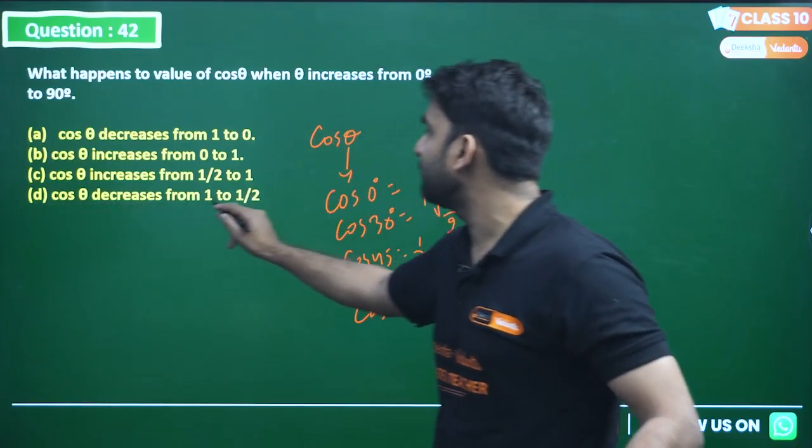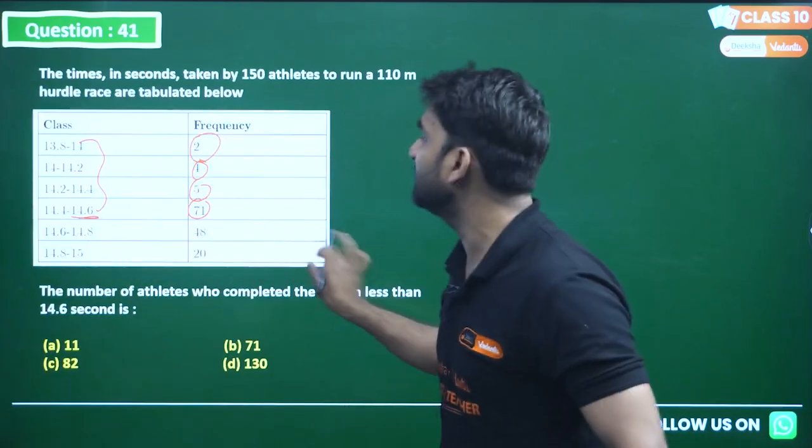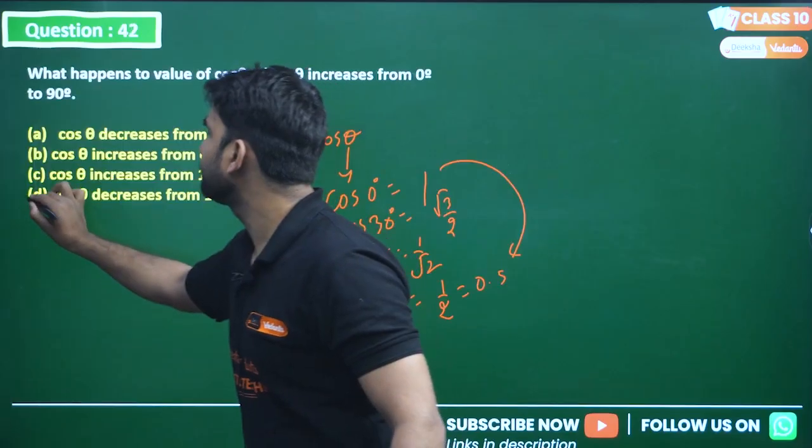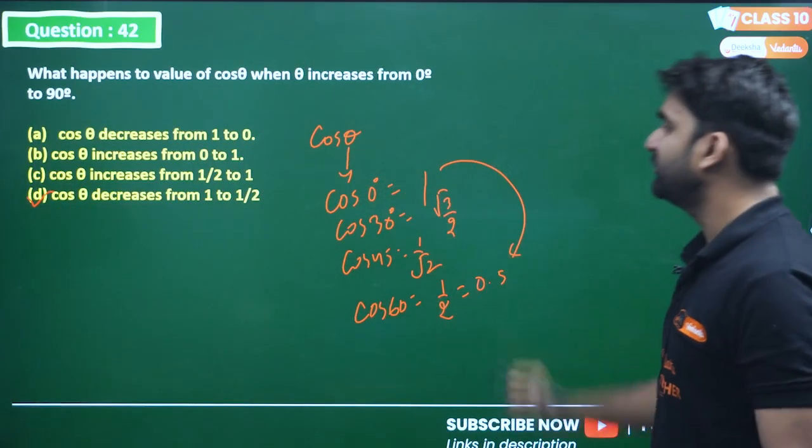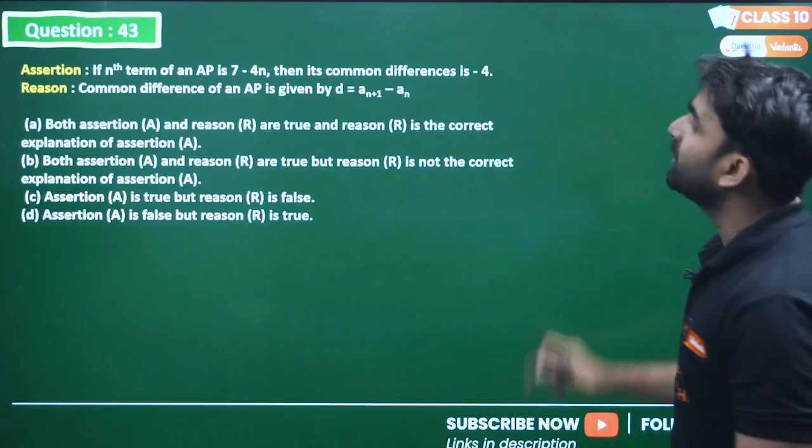Cos theta decreases from 1 to 1 by 2, option number D, because cos 0 is equal to 1, but cos 60 is equal to 1 by 2, which is 0.5. So this option. Question number 43.